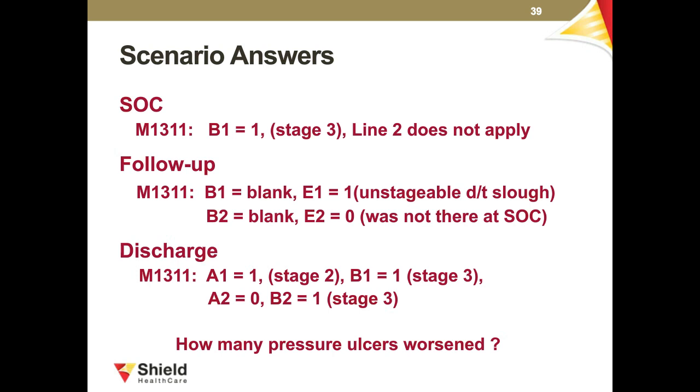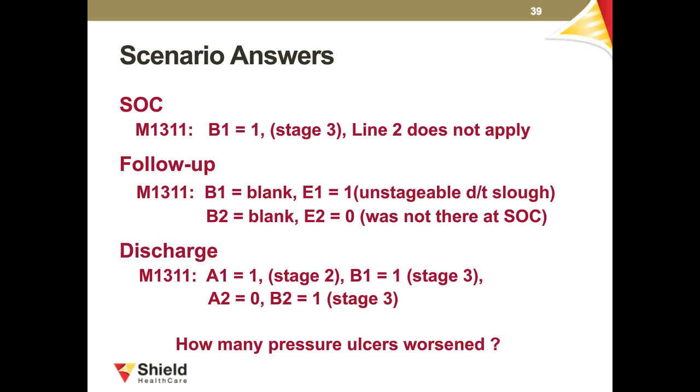So then I go down to line 2 because it's discharge, and I say, okay, was there a stage 2 on her right hip before? No, there was not at admission. So the answer is 0. And in the B for the stage 3, at start of care, did she have a stage 3? Yes, she did. In the middle, it went to unstageable, but at this point, it's a stage 3 because it is the same and it was there before. Same place, same level. And that's the difference between that follow-up and the discharge.